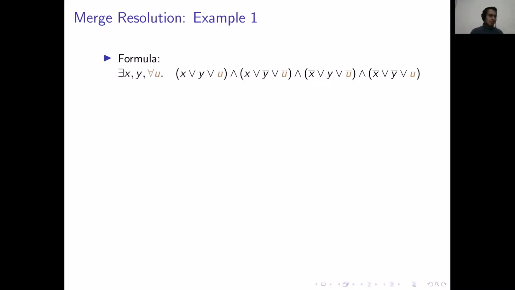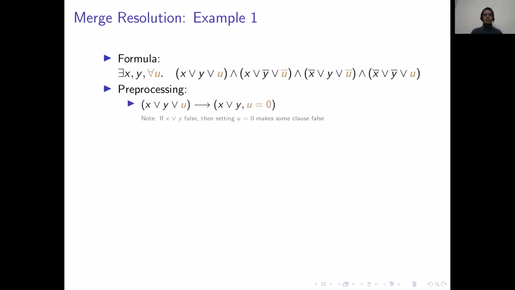Before proceeding, let me first define what merge resolution is, using some examples. This is the formula that we have already seen. The first thing that we do is some pre-processing, where we separate out the existential and universal variables.